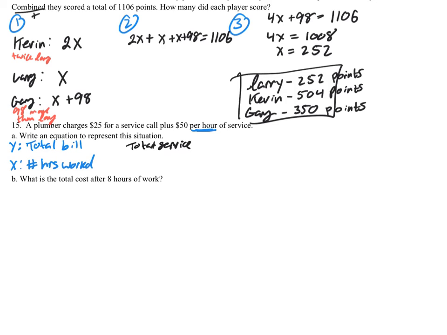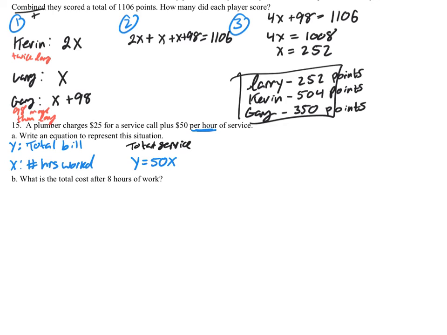So our total service in this case is going to look like y equals, right? Total service equals, and then what is included in this? So he gets $50 every hour he works. So if it's 1 hour, it's 1 times 50. If it's 2 hours, it's 2 times 50. But we don't know the hours. We just know we're multiplying by the number of hours. So we're going to have 50 times x, where x is our number of hours.